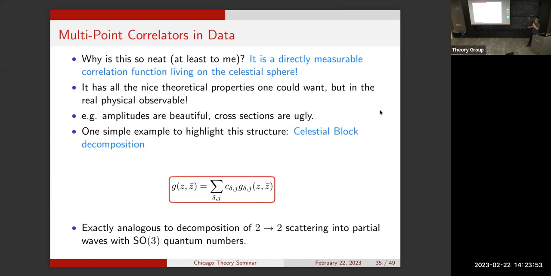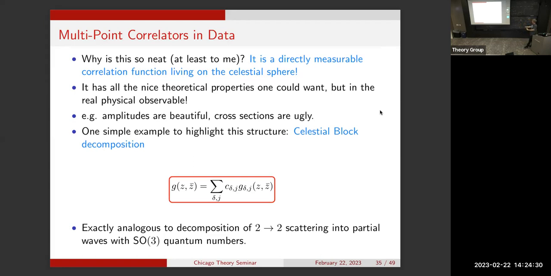And so now it comes back to your question. One of the reasons why this is very pleasing to me is that this is an actual physical observable that you can measure, but it has all the nice theoretical properties of an actual correlation function. This is very different from amplitudes, which are themselves very nice, but when you actually have to square them and integrate over the cross section at the LHC, they are very ugly. Whereas this is an actual physical observable where you have kinematics that you can study in different kinematic limits.